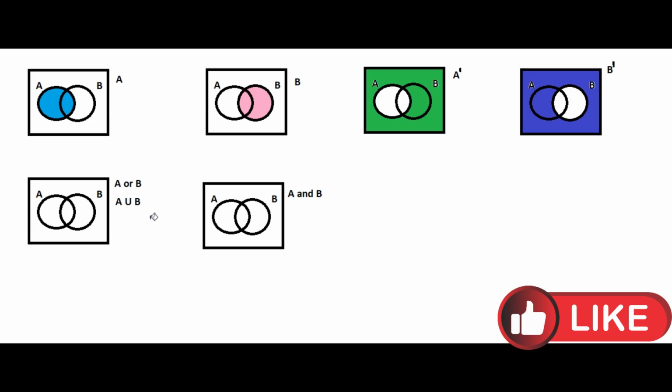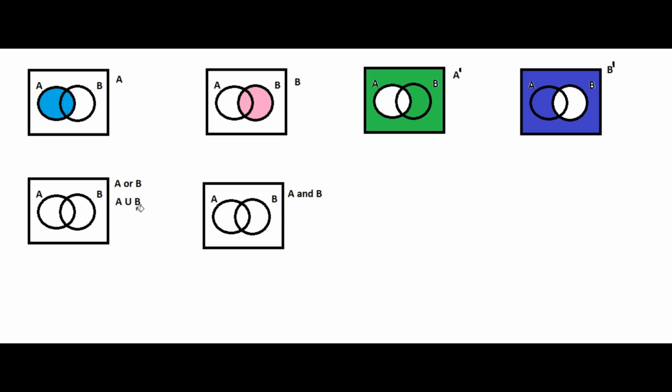On the next diagram, we are having A or B. In other words, the other way you can write it, they say A union B. Or means everything. So what we can do here is to shade everything on A and B. So we're going to shade everything. So this is going to be our diagram.